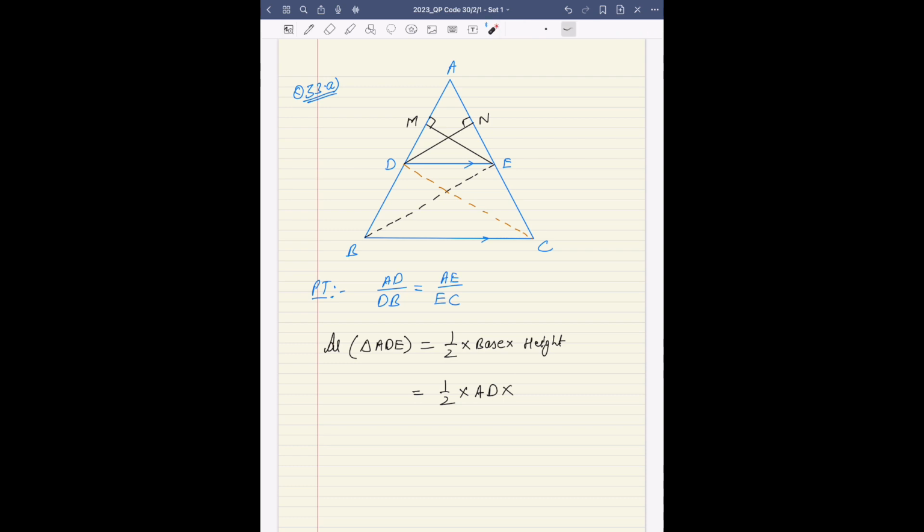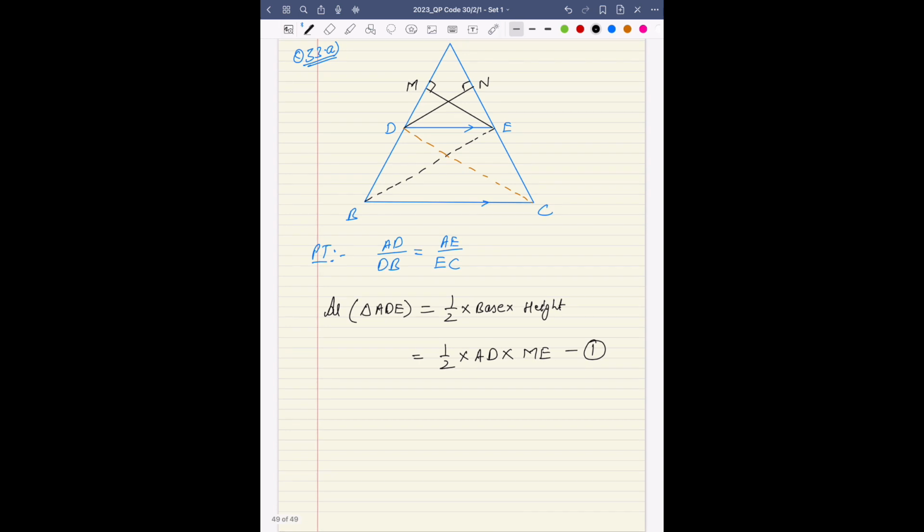What is the height? If this is your triangle and base is AD, then the perpendicular height is what? ME. Okay, remember ME. That's why we have drawn it. Equation 1. Okay, or let's not call it. Fine, let's call it equation 1. No problem. Then we'll go ahead and find the area of triangle DEB.